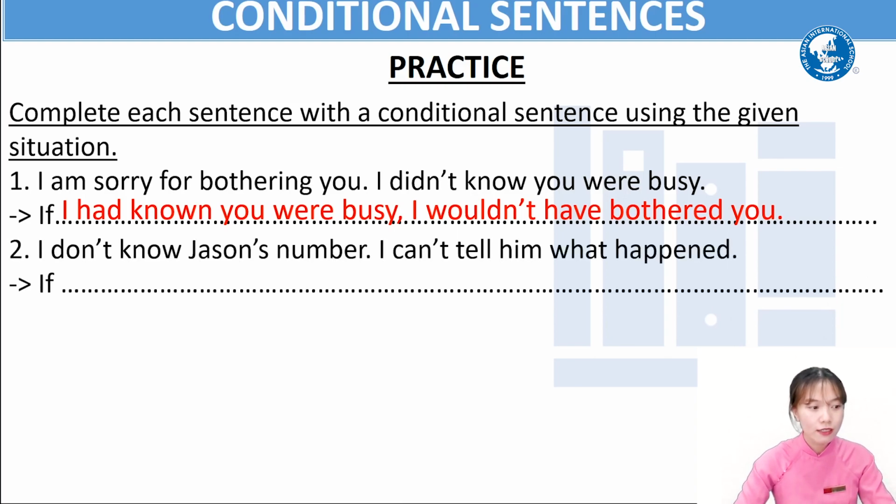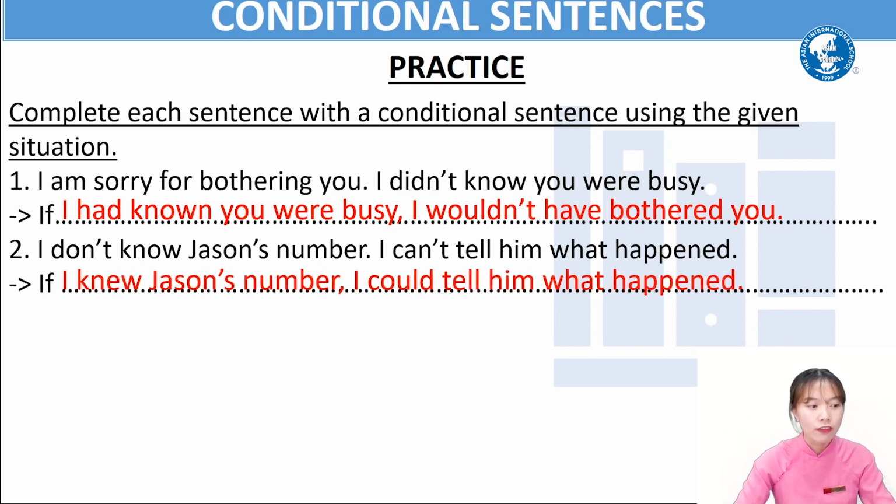The second sentence, I don't know Jason's number. I can't tell him what happened. In this situation, I don't know Jason's number is in the present tense. So, the conditional here should be in the second conditional. If I knew Jason's number, I could tell him what happened. It is the present unreal situation.